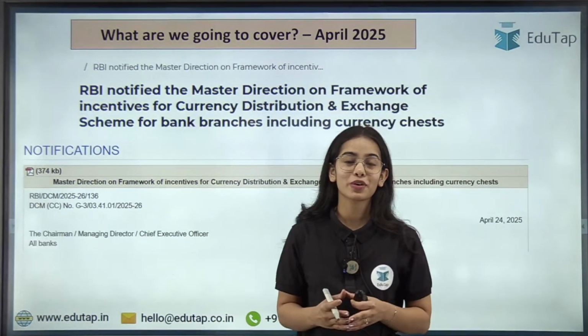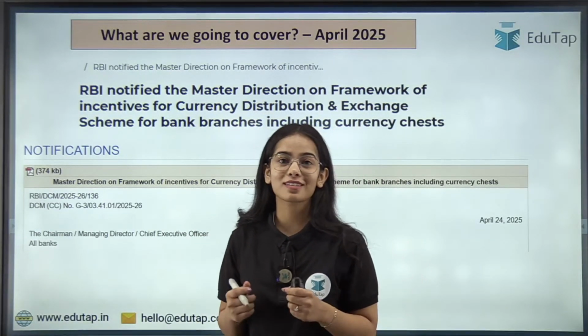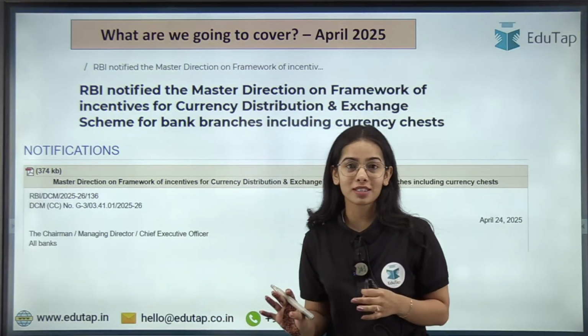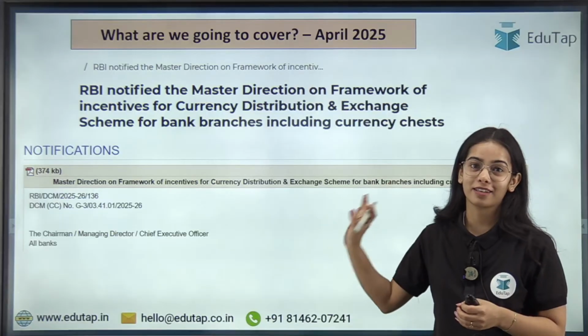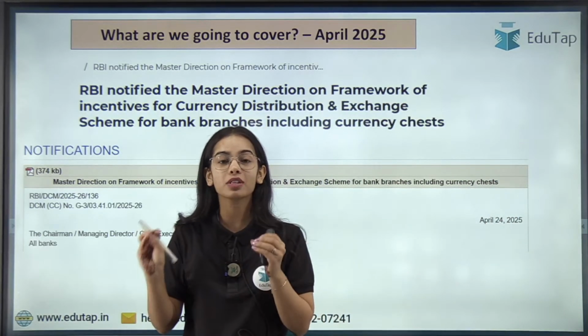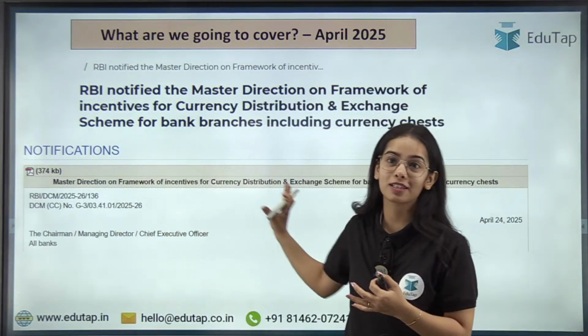Hello everyone, welcome to EduTap and welcome to today's Finance 360-degree session in which we are going to cover a very important master direction that the RBI has recently released. So what is this master direction all about and what scheme has the RBI discussed in it?